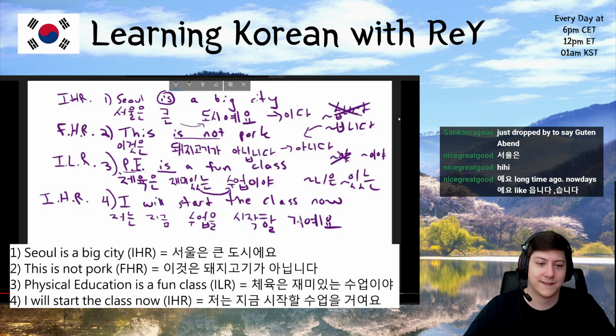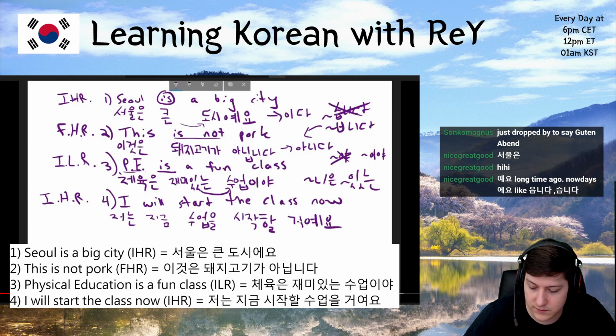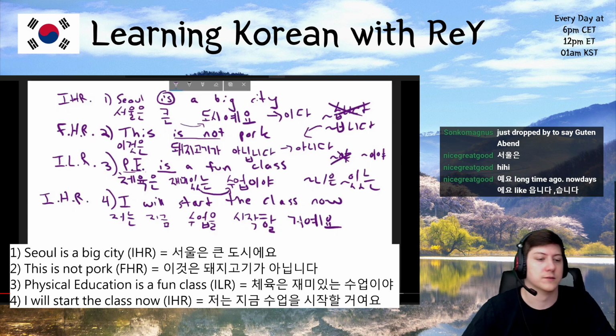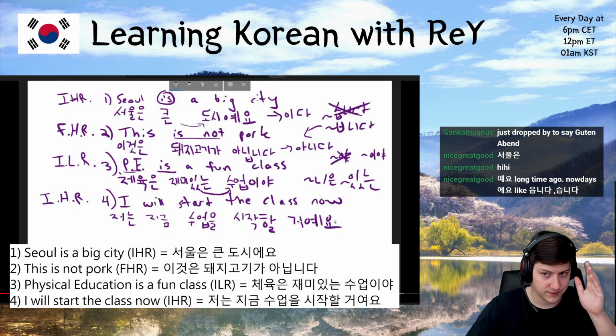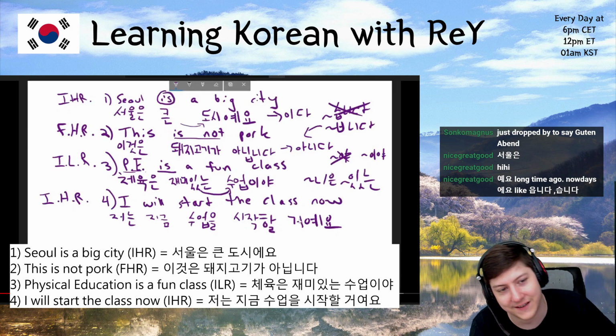Okay, so I got the order wrong. Both of the verbs must be at the end, basically. The shijakal, the "will start," comes after the object, and then you have the thing "to be," the ida, at the very end.